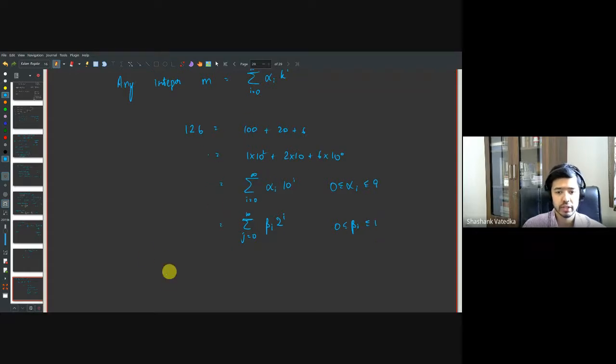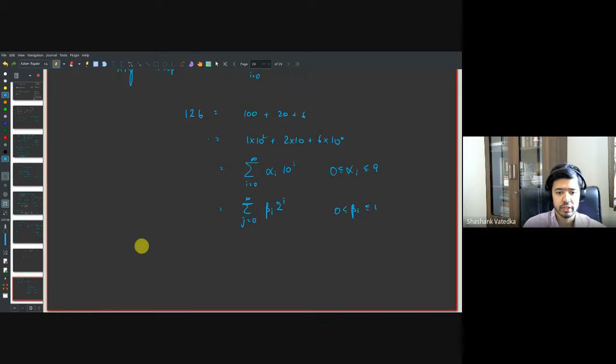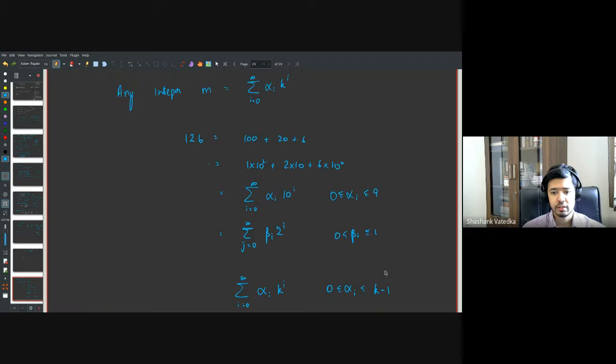Right? So in general, if I write it in base k, if I try to represent any integer in base k, then I can write it as summation i equal to 0 to infinity alpha_i k to the i, where each alpha_i, each of these coefficients, is in between 0 and k minus 1. Right? So you're all familiar with this. This is just high school stuff.